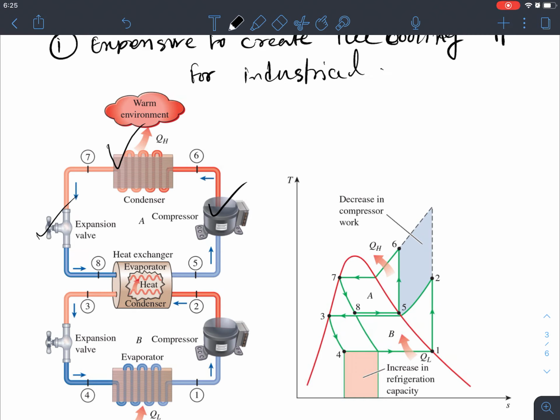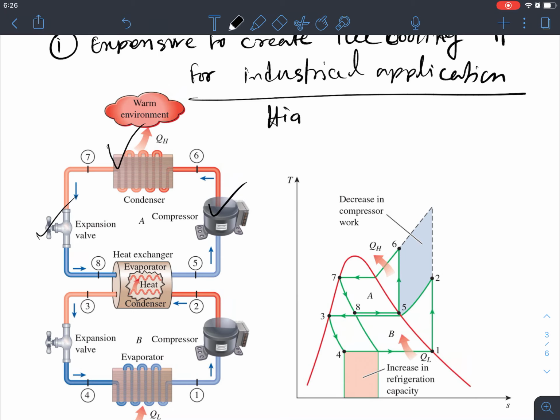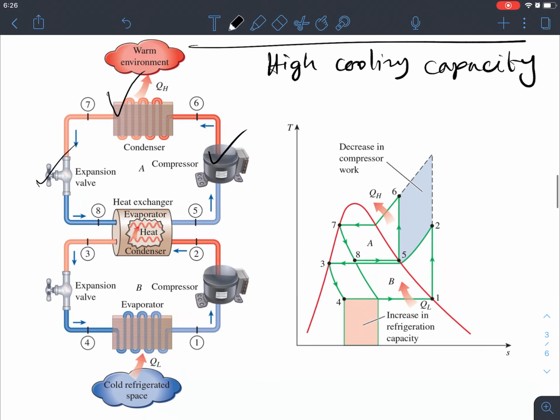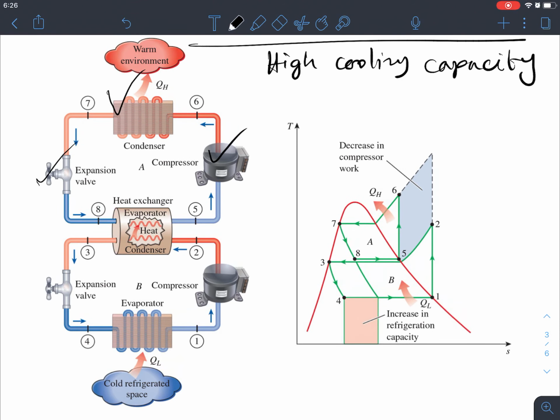Industrial application, where you need high capacity cooling, high cooling capacity. For high cooling capacity, you need high compression, or you need the high compression system.